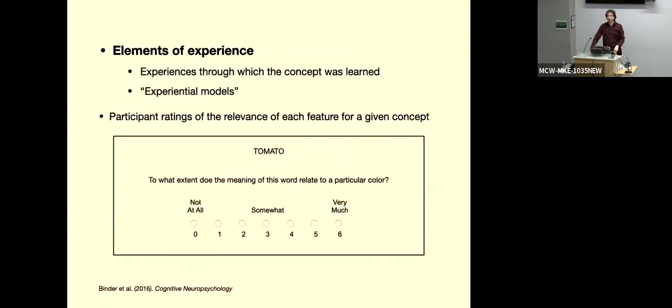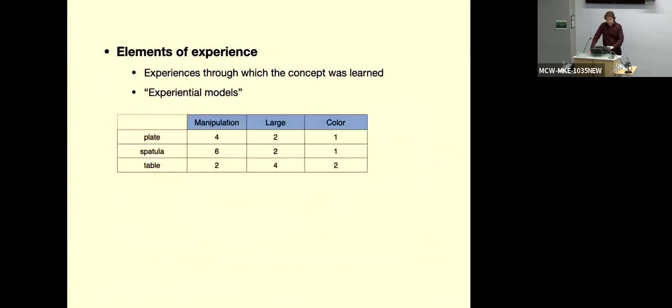You can do the same thing for a theory based on elements of experience. If you have ratings of how important each experiential feature is to the meaning of a word, like color or shape or emotional valence or, let's say, fear, and you can have as many experiential features as you want. In our case, we have 48.